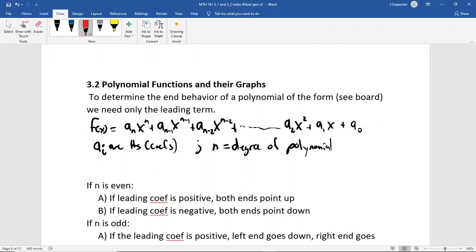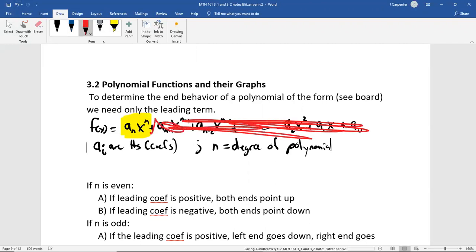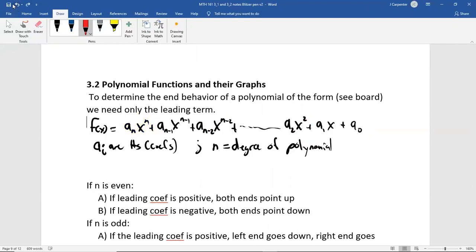So here's what you do. When you have all these 30, 40, 50 terms maybe, don't worry, it's usually no more than 4 or 5 for us. Highlight, please, and thank you. That's the only term you need. For the leading coefficient test to determine your end behavior, you don't look at anything except for the leading term. That's all you do. You just look at the leading term. So a sub n times x to the n is the leading term. So it has a leading coefficient, which would be the a sub n.